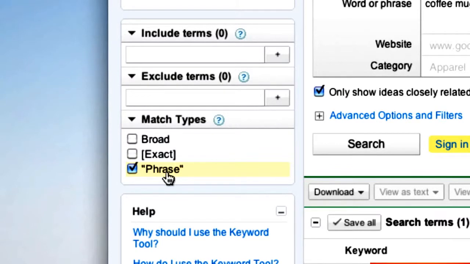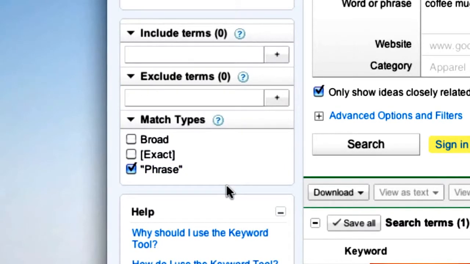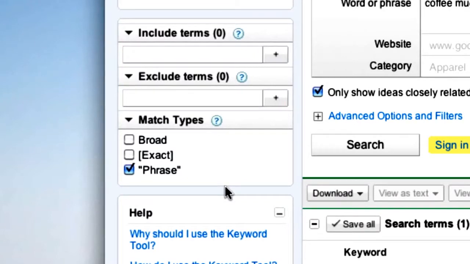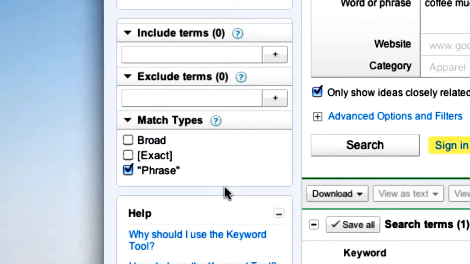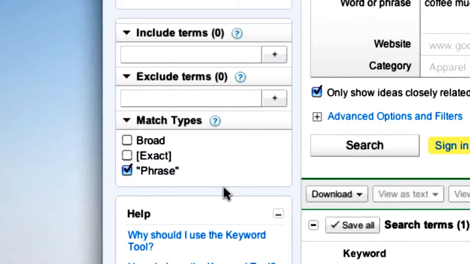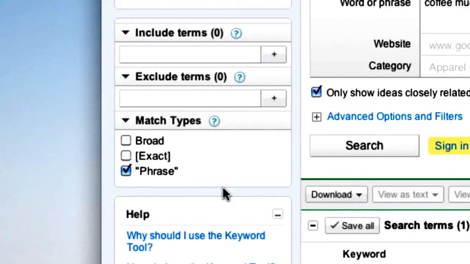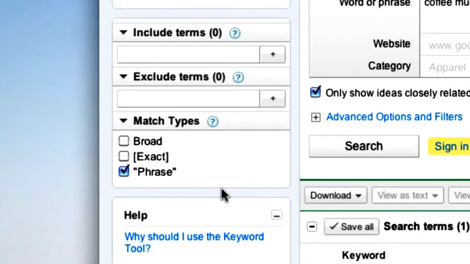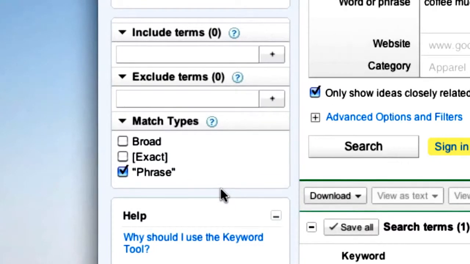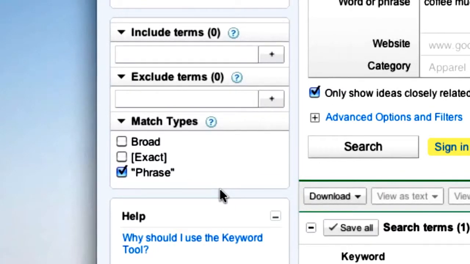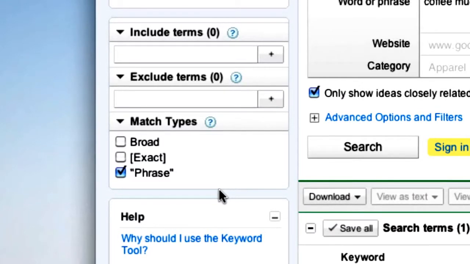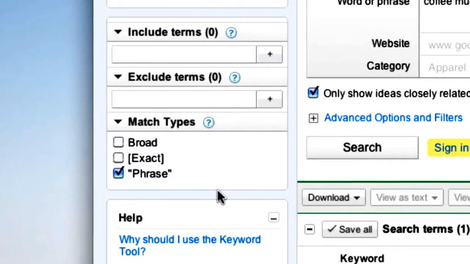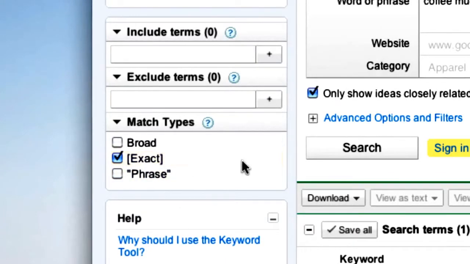Phrase is much better. And phrase is going to only return search queries that use the phrase coffee mugs in that order. It'll still return some extra things and some extra queries. So for example, if someone typed in where can I buy coffee mugs, or I hate coffee mugs, or my wife keeps hitting me with coffee mugs, any of those would pop up under phrase match, but it is a little more accurate. But the best of all these is going to be exact match.